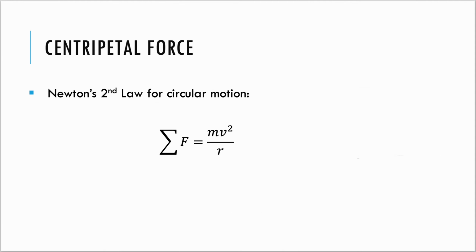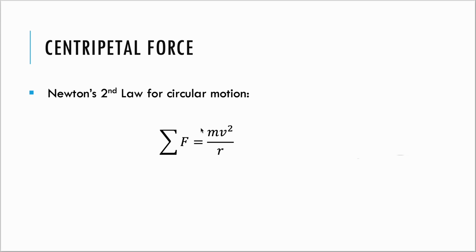Next is centripetal force. Whenever an object is moving in circular motion, we want to use Newton's second law for circular motion to solve problems involving force. The first step is going to be to draw the free body diagram for the moving object. Next, when we look at this equation, it says that the sum of all the forces equals mv squared over r. This is just ma, since a is v squared over r.